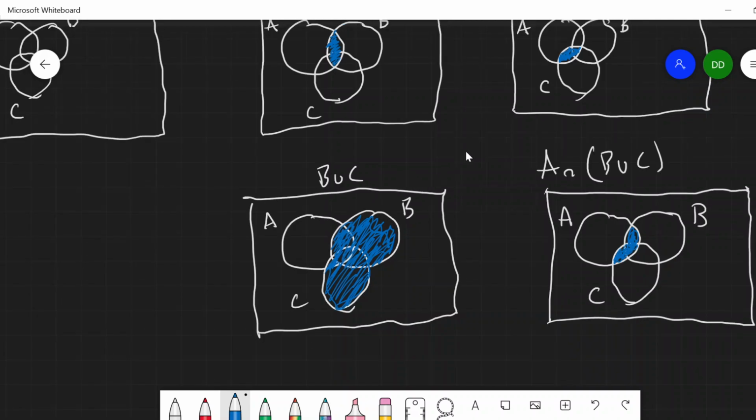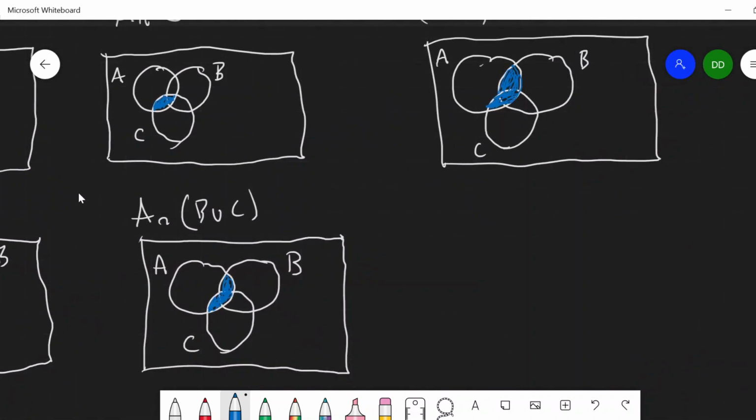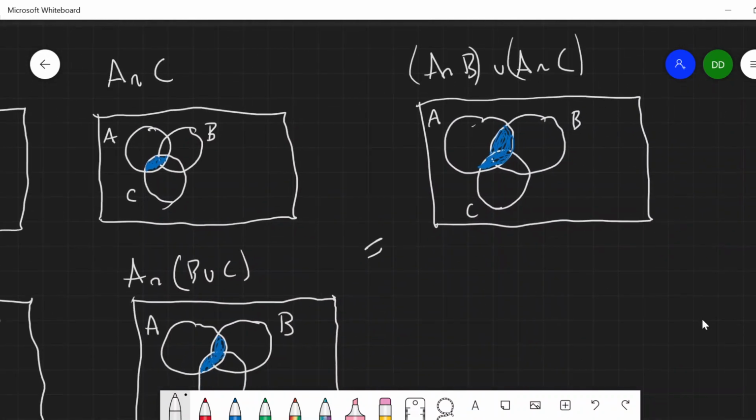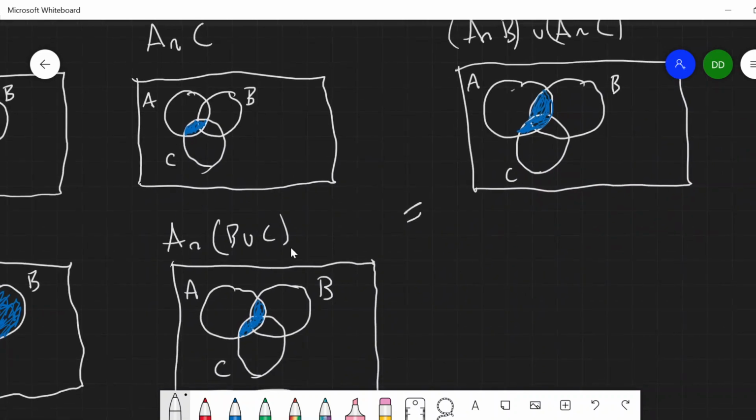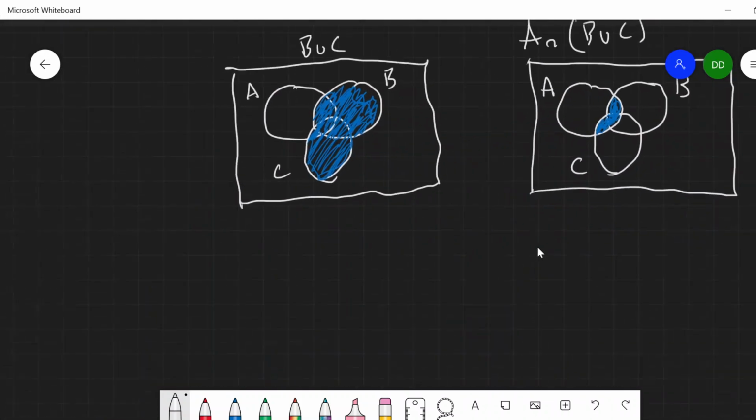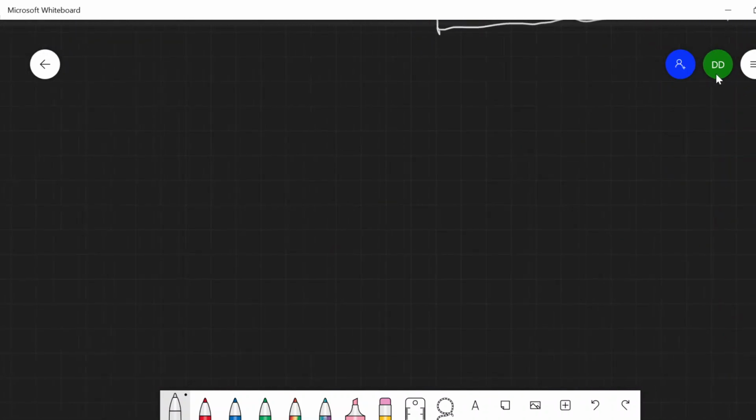So notice I had two ways of doing this. One way I did A intersect B union A intersect C, and here I did A intersect B union C, and those were exactly the same sets. So these are equal. Now these illustrations can be helpful for identifying why it's true. Hopefully this gives you more of an intuition of why this distributive law holds, but it doesn't really constitute a proof in and of itself. So let's actually take a proof. Let's go a little bit deeper and go down to the logic of this.